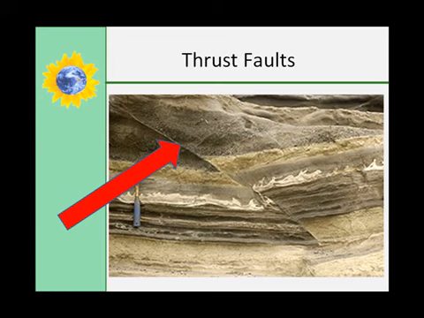Folding is more common closer to the suture line because of the higher pressure and temperatures there where this metamorphism is occurring. Right along the suture line, the pressure and temperature is so extreme that the rocks literally get metamorphosed past the point of just bending. And so that's actually where you get the thrust faults, where it's actually shifting the whole set on top of one another.